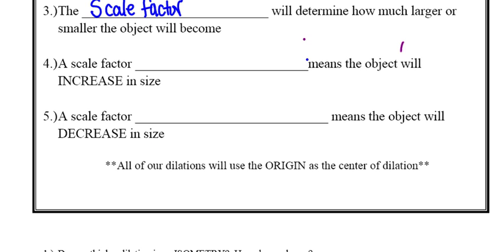Now that said, a scale factor that's larger than 1 means our object will be multiplied and will therefore increase in size. So again, any scale factor larger than 1 increases the size of our object, whereas a scale factor between 0 and 1 means that our object will decrease in size.